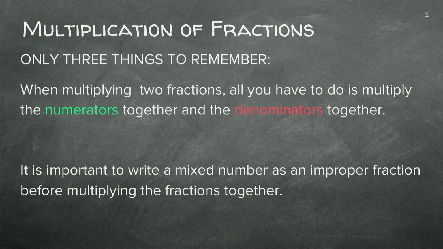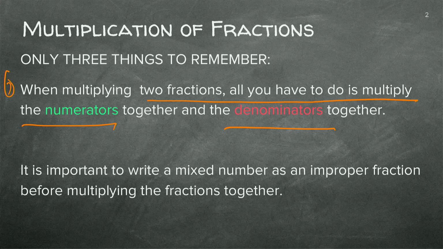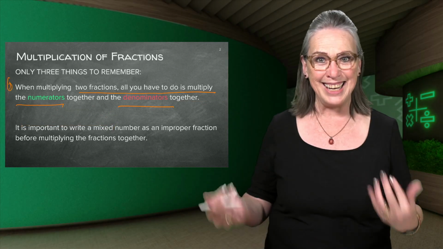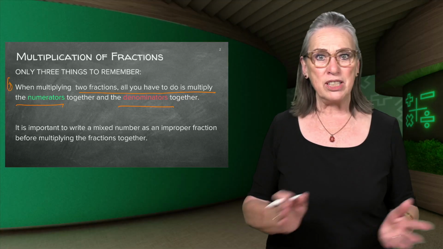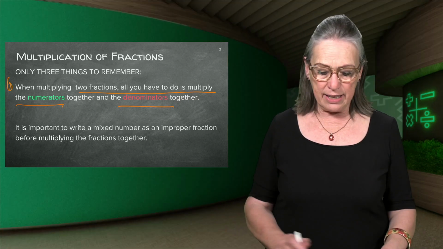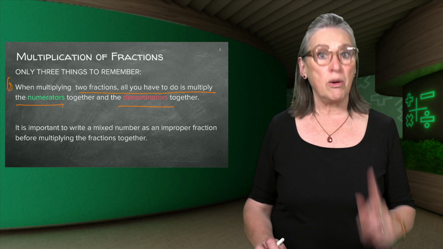First one is, that's the easy one. When we multiply two fractions, all you have to do is multiply the numerators together and the denominators together. I'll show you examples. So that's the first one. It's very easy. We don't have to find LCDs. Remember what that stands for? Lowest common denominator. Yes. So we don't have to find that. We're just going to multiply the numerators together and the denominators.